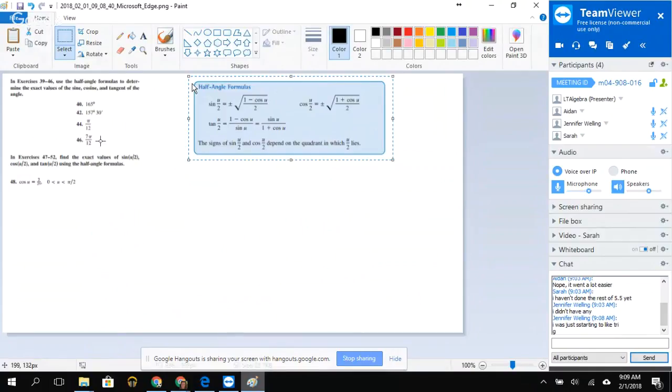All right. So this is just the last little section. So the last few problems, we want to use the half angle formula to determine the exact values of the sine, cosine, and tangent of the angle. So in number 40 and 42, those are just numeric values. So we can do that. So let's try number 44 and see how we get on number 44.